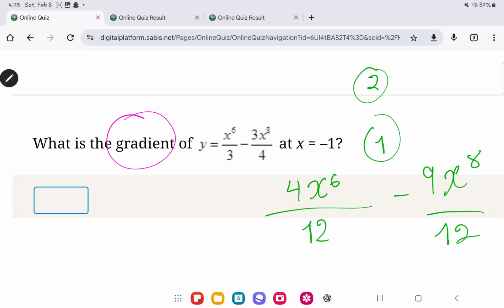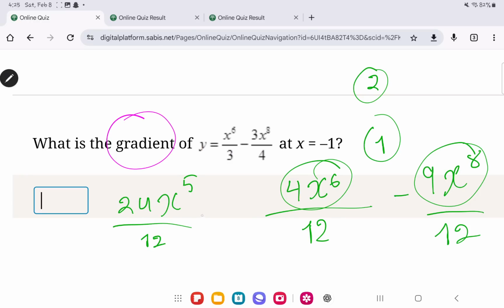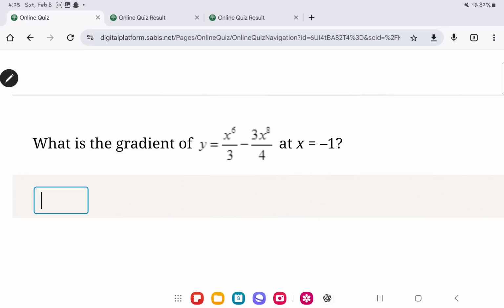Okay, and then of course you are going to find the derivative from this point, which is going to be 24x to the power of 5 over 12 minus 72x to the power of 7 over 12. And then when you divide, you are going to get 2x to the power of 5 minus 6x to the power of 7. Now this is one way to do it, which is a really long way.